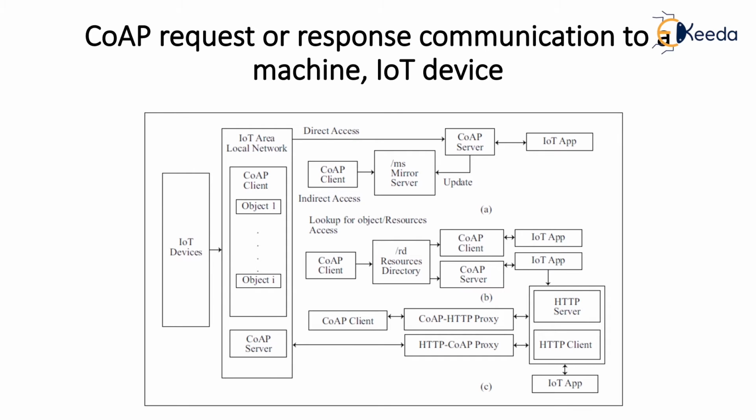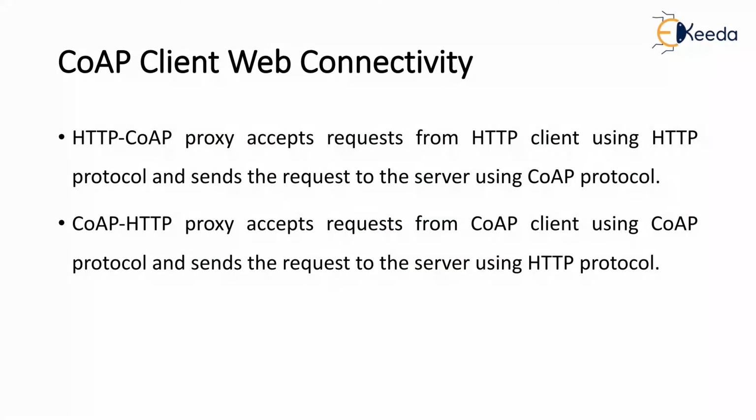This shows the direct and indirect access, and this shows the CoAP client looking up an object or resource using a resource directory. So here the usage of the resource directory comes into the picture. The third diagram shows the CoAP client and CoAP server access using proxies. So that is CoAP client web connectivity.